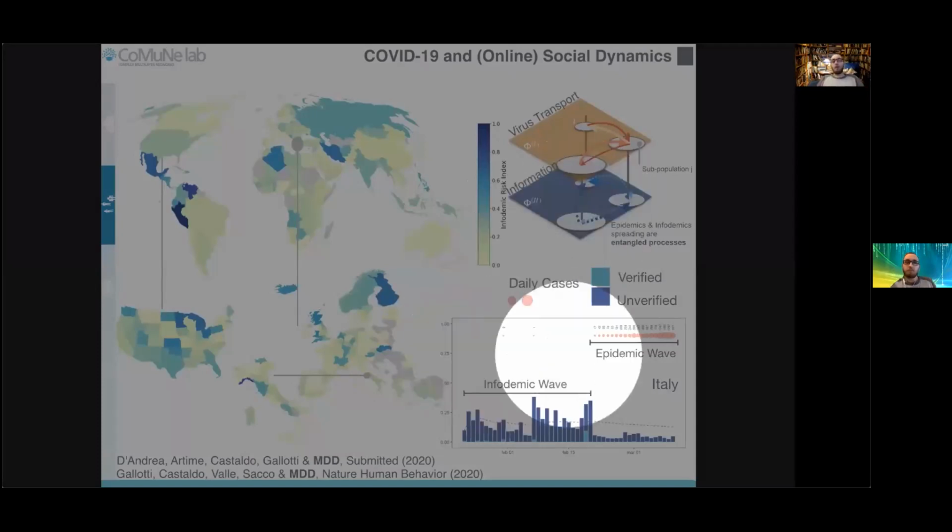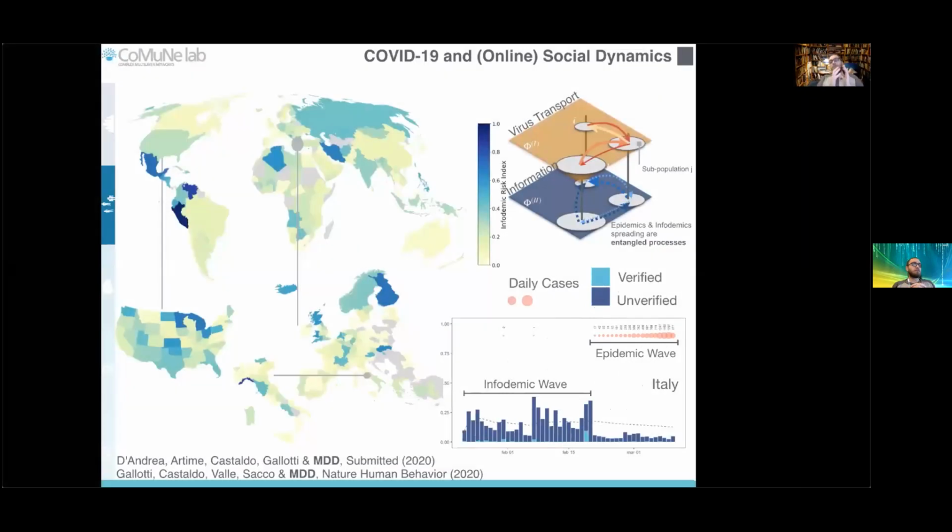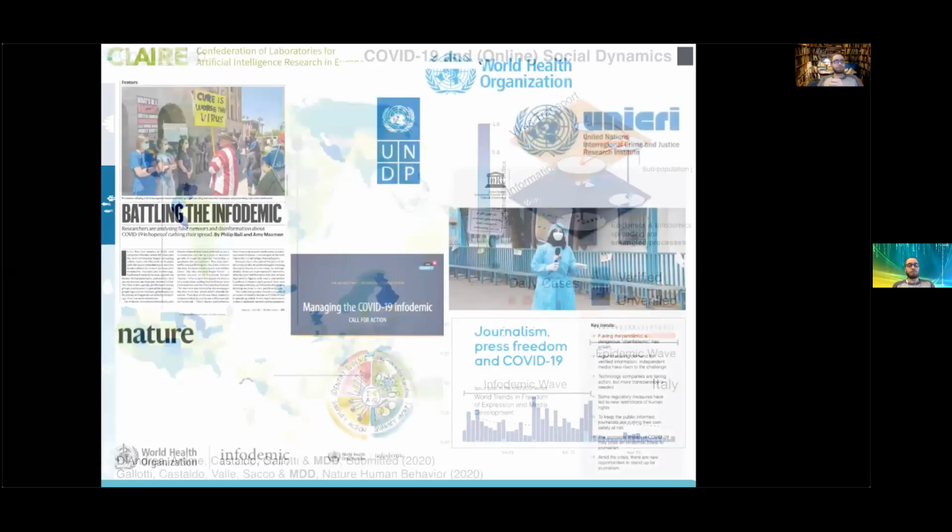We have observed that these two dynamics, one anticipates the other, so that we see an infodemic wave anticipating the epidemic one. This phenomenon is very interesting, and it has been observed in several countries around the world. So it's something that actually seems to be there. And in order to model this type of dynamics too, we are developing multi-layer network models. This topic is very interesting.